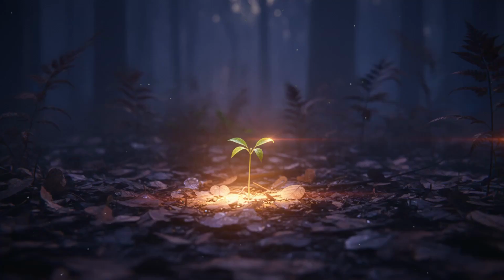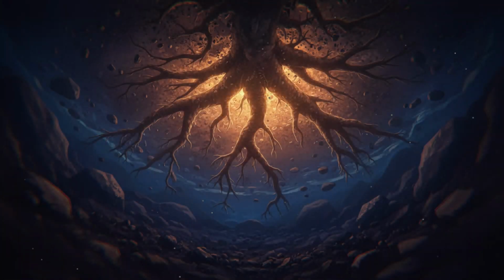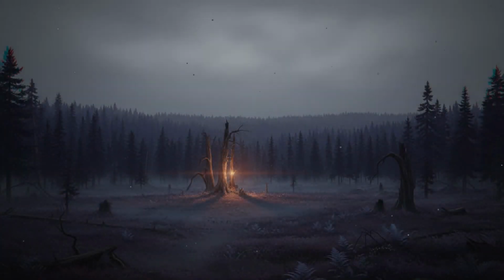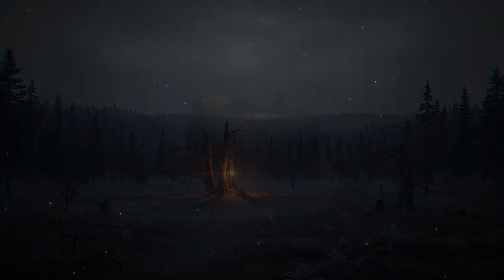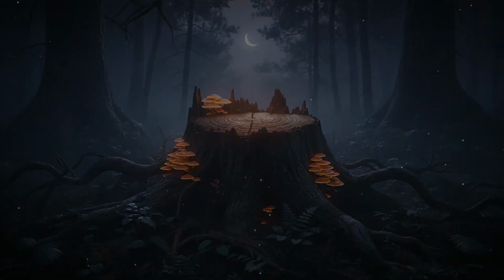Trees release chemical compounds into the air when they are stressed or damaged. These are volatile organic compounds, molecules light enough to drift, to disperse, to reach the leaves of a neighboring tree without any underground connection at all. A tree being eaten by insects will begin releasing these compounds within hours. A tree standing nearby with no fungal thread between them, no root contact, nothing but air. That neighboring tree can receive the signal and begin to respond.